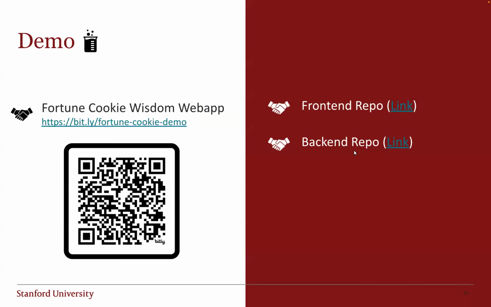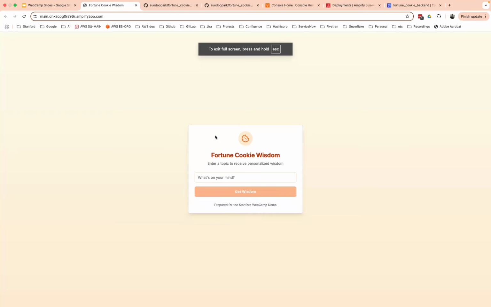So now the fun part, we have a demo. Unfortunately, my team is currently working on this specific website, but we are not able to share it publicly. So I just came up with one demo website, which is a fortune cookie wisdom web app. You can try it out yourself by scanning this QR code, or I can do it myself. So this is the fortune cookie wisdom generator.